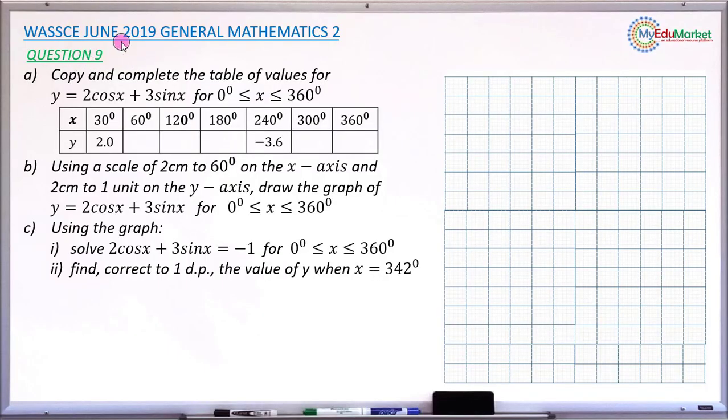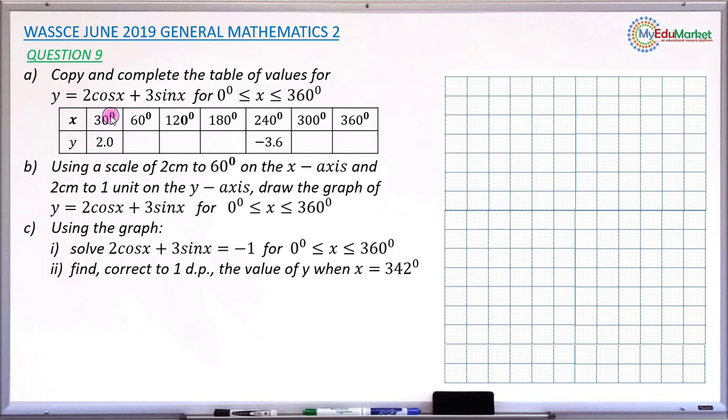This is WAEC June 2019 General Mathematics Paper 2, and we're answering question number 9, A, B, and C. Question 9A says you have to copy and complete the table for the relation y equals 2 cos x plus 3 sin x, where x ranges from 0 degrees to 360 degrees. This is the table. Some few values of y are given.